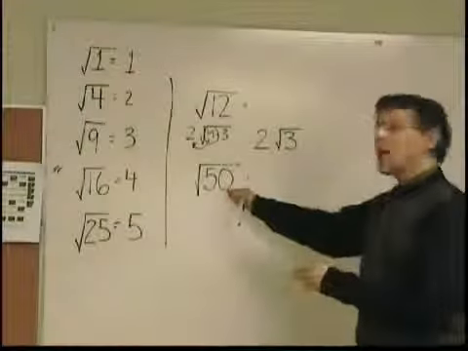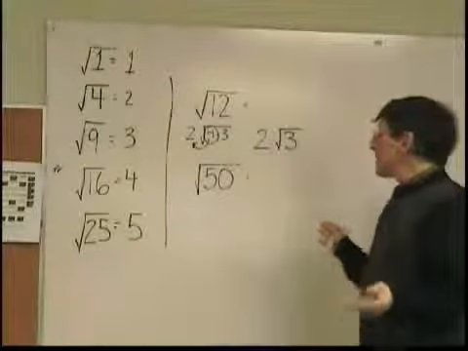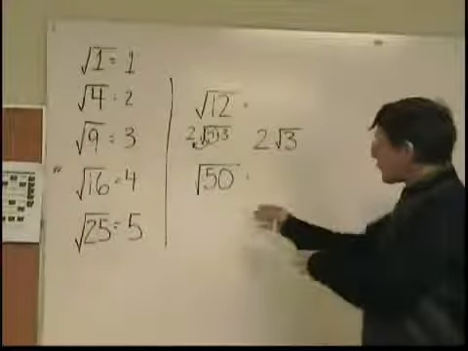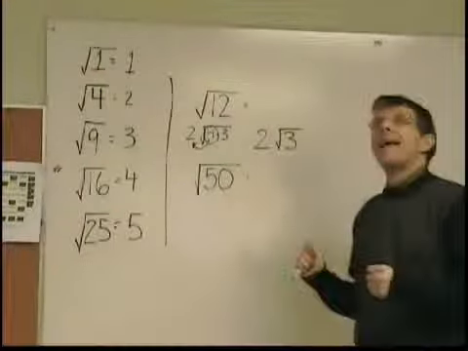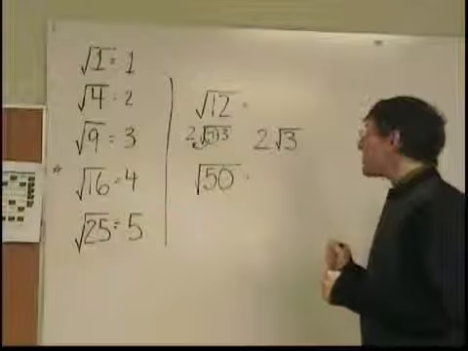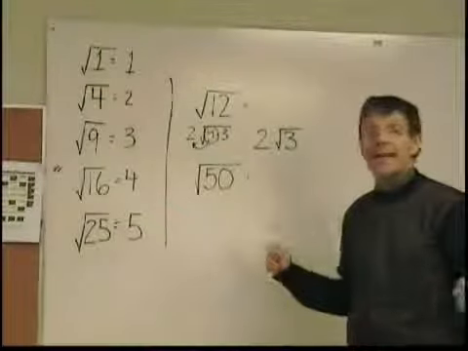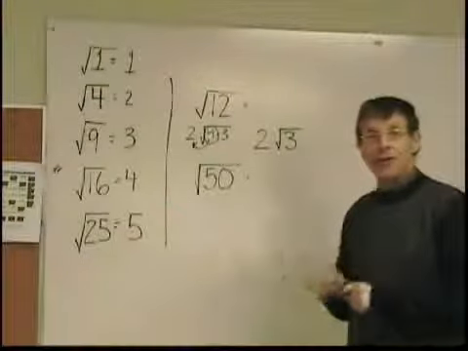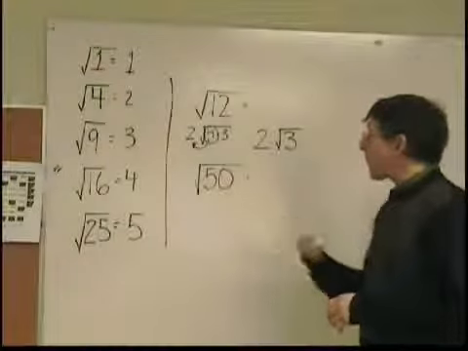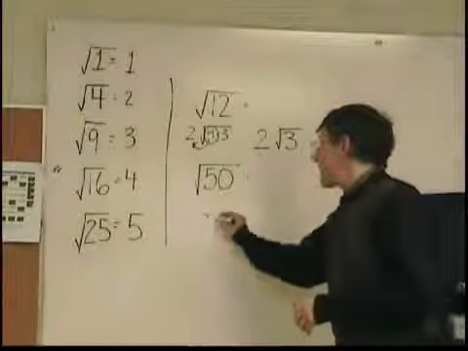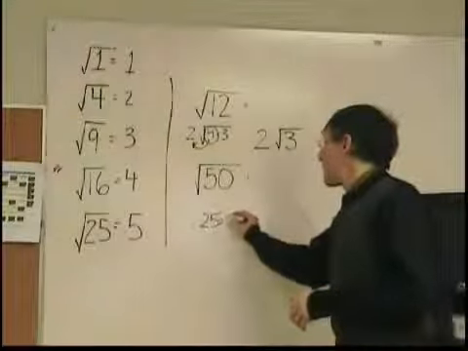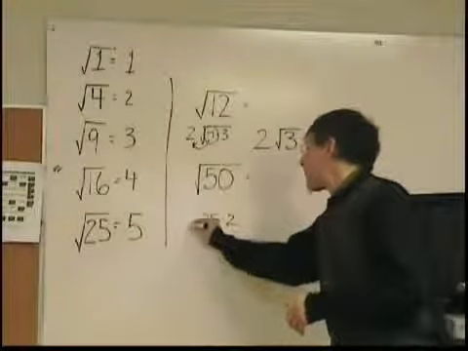Let's look at the square root of 50. We could look at the factors of 50. Let's say 10 and 5, but that won't help us. 10 and 5, neither of those are perfect squares. How about 25 and 2? That would help because 25 is a perfect square.